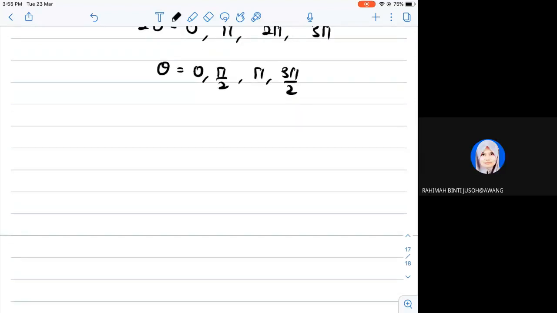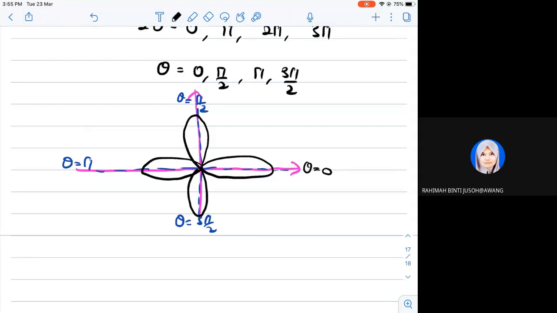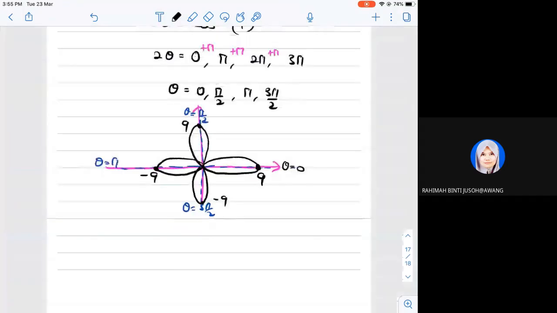Bolehlah lukis roses tu. Ni senang sikit, sebab dia betul-betul berada pada paksi. Theta equals to 0. Theta equals to pi over 2. Theta equals to pi. And then theta equals to 3 pi over 2. So inilah position dia. 1, 2, 3, 4. So length dia berapa? 9 kan? 9 ni kebetulan daripada atas paksi. So senang lah. Negatif 9. Dah. Understand?